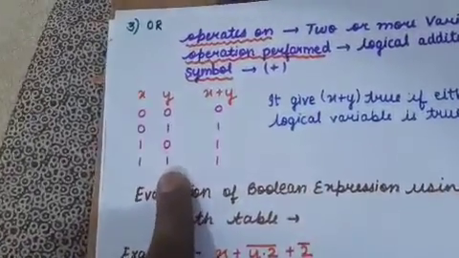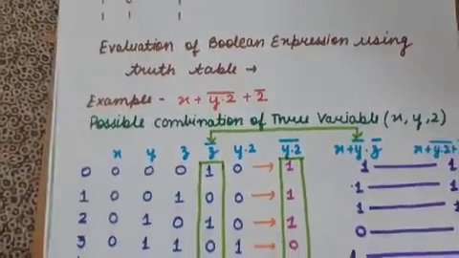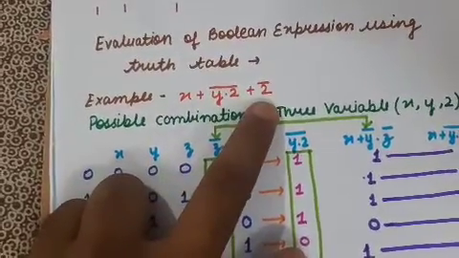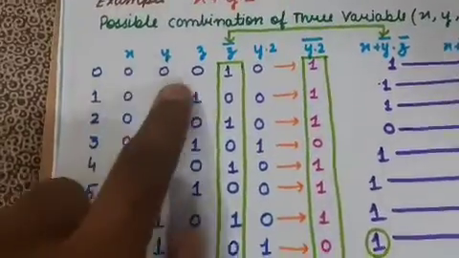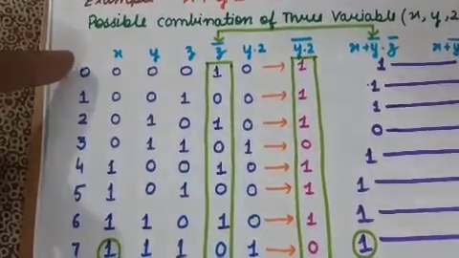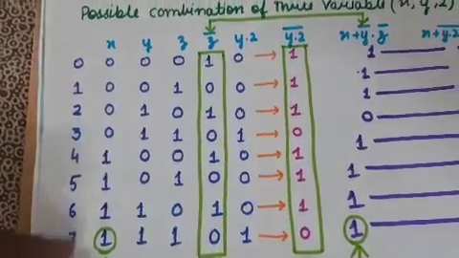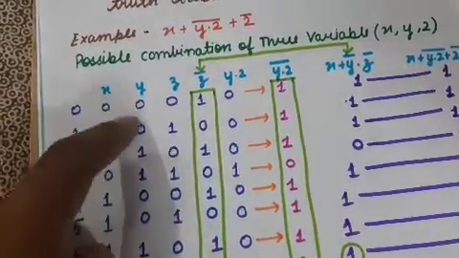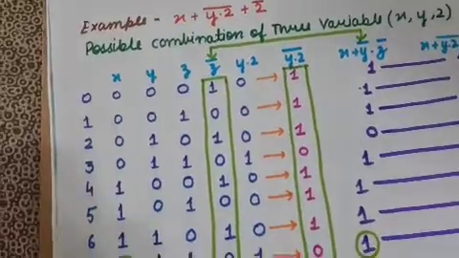For example, consider the expression x plus y dot z bar plus z bar. How can it be represented in a truth table? First, x, y, z, 3 variables, 8 states, 0, 1, 2, 3, 4, 5, 6, 7. Z is 1, y is 2, x is 4: 0, 1, 0, 1, and so on.